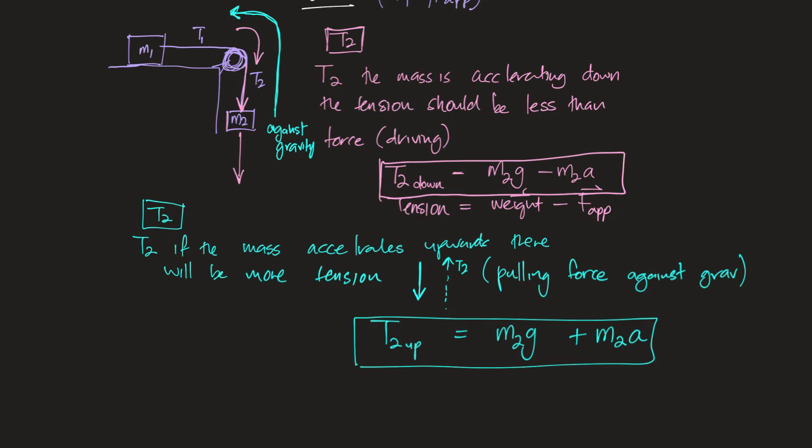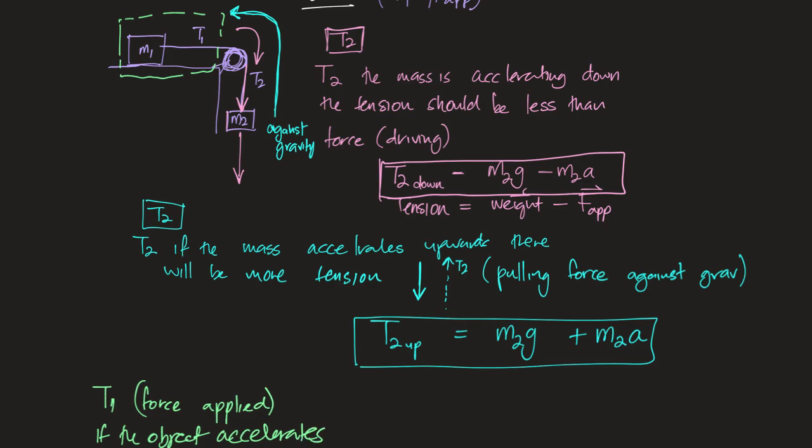Okay. If I were looking at the same setup, but this time I'm looking at T1. So now I'm working over here. T1 is technically the force applied that's pulling T1. So if the object accelerates across to the right, then T1 is technically equal to MA, which is F is equal to MA. Nice and basic.